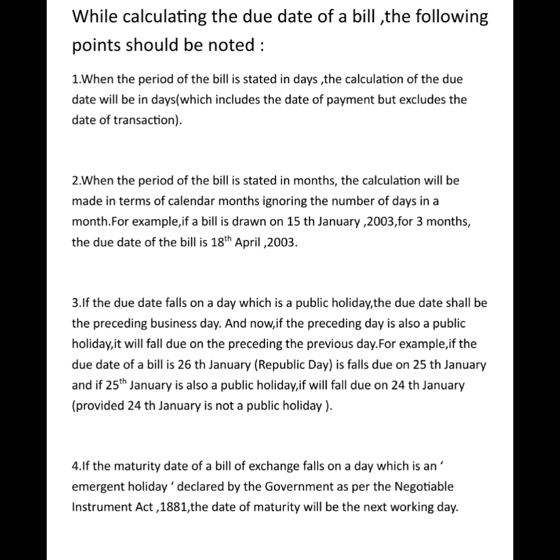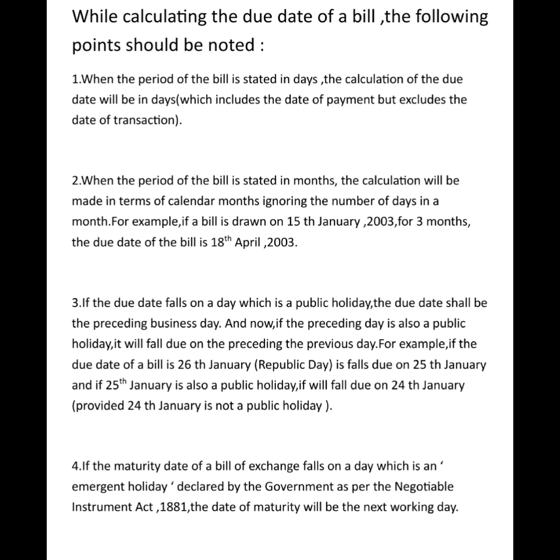When the period of the bill is stated in months, the calculation will be made in terms of calendar months, ignoring the number of days in a month. For example, if a bill is drawn on 15th January 2003 for 3 months, the due date on the bill is 18th April 2003. Third, if the due date falls on a day which is a public holiday, for example Gandhi Jayanti or Republic Day, the due date shall be the preceding business day.